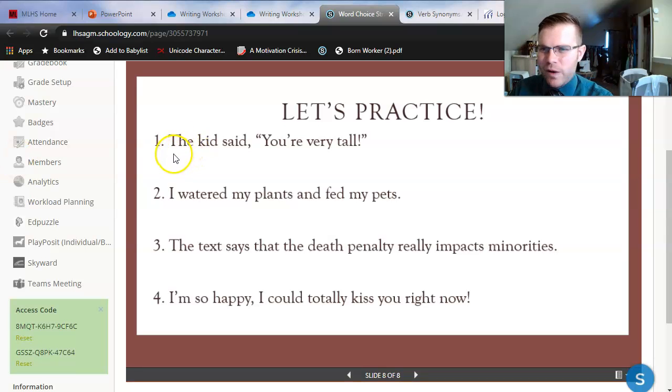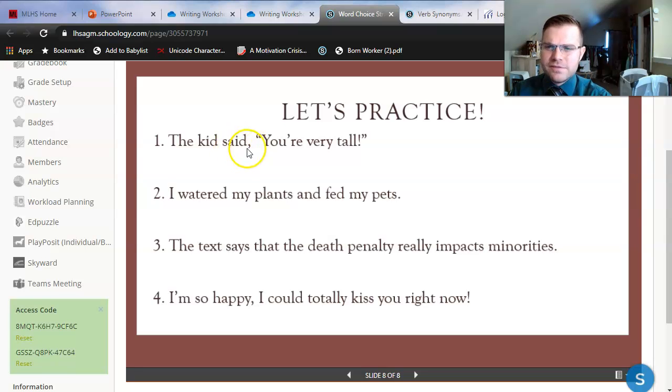All right, sentence number 1. The kid said, "You're very tall." So it's several unclear words in this. For one, kid. What kind of kid are we looking at? The verb said could probably be improved, and then very tall we can probably replace with a better word too. I might say something like the child or the toddler. I've got 2 toddlers at home, so we'll use toddler, right? The toddler is now giving a clearer indication of who this kid is.